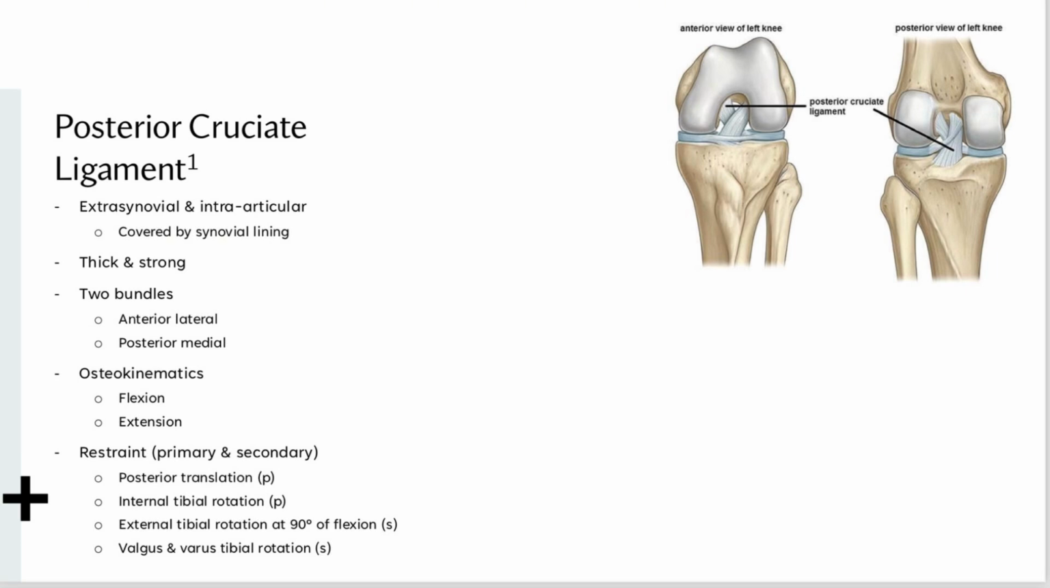The PCL is both a primary and secondary restraint to movement. For instance, it primarily restrains against posterior translation and internal tibial rotation, and it is a secondary restraint to external rotation of the tibia on the femur at 90 degrees of flexion, and assists with the rolling gliding mechanism of the tibial femoral joint, and resists varus and valgus forces at the knee after the collateral ligaments have failed.